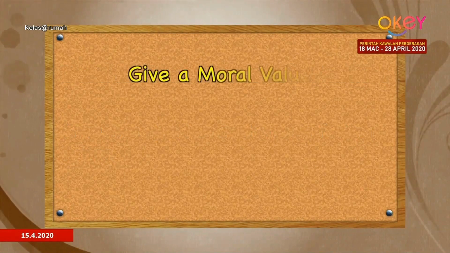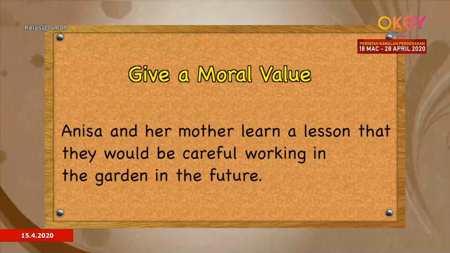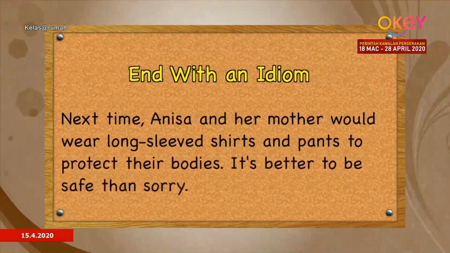Or give a moral value. Anisa and her mother learned from their lesson and would be careful working in the garden in the future. Or end with an idiom. Next time, Anisa and her mother would wear long-sleeve shirts and pants to protect their bodies. It's better to be safe than sorry.